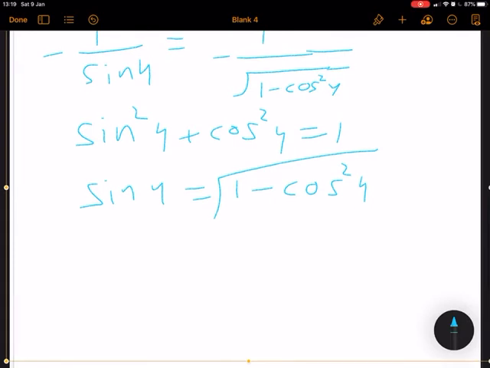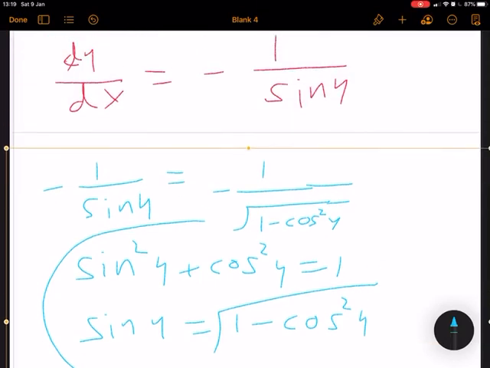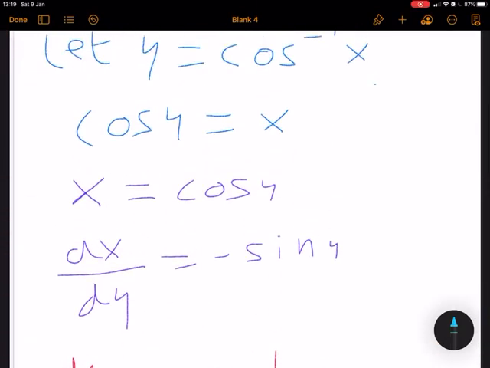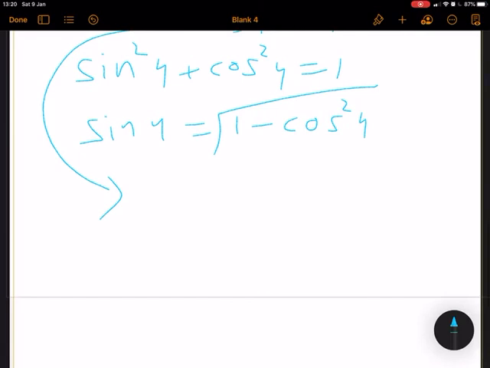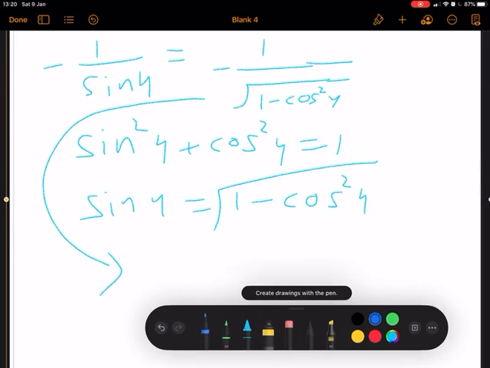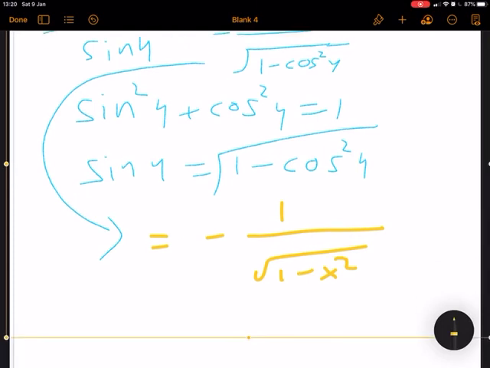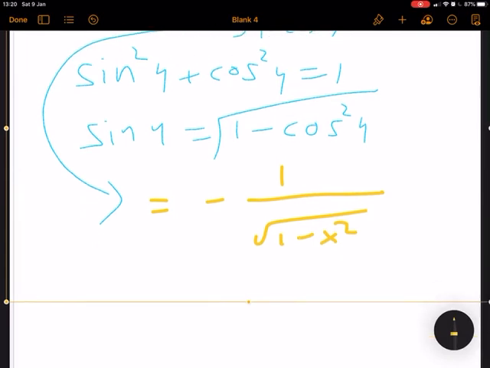And now the reason why I did this is because we already know what cos y is. We've defined it up here: x is equal to cos y. So now we take that result and say that it is equal to minus 1 divided by the square root of 1 minus x squared, because it's cos squared y. Cos y is equal to x, so therefore cos squared y will be x squared. And that's our result.